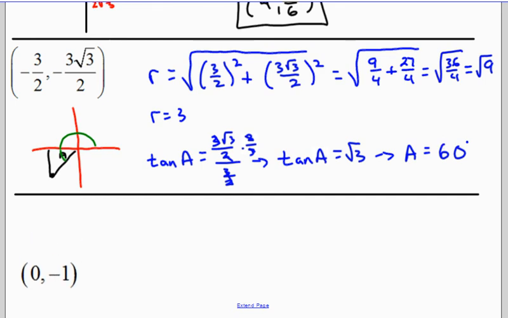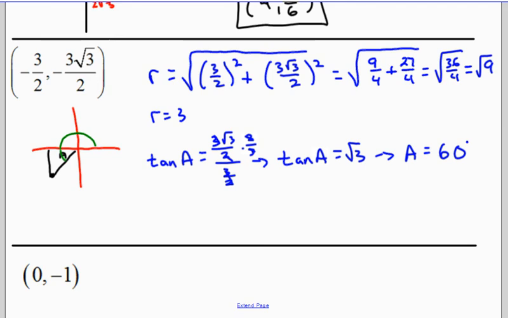I'm going to go ahead and write this answer in degrees just to show you it doesn't always have to be radians. So this one, the r is 3, and then the angle is 240 degrees. Because we want 180 plus that 60.